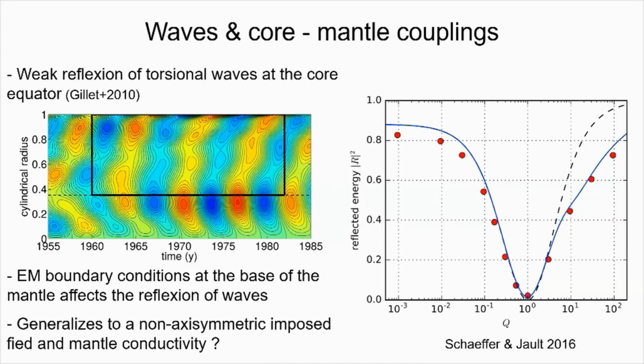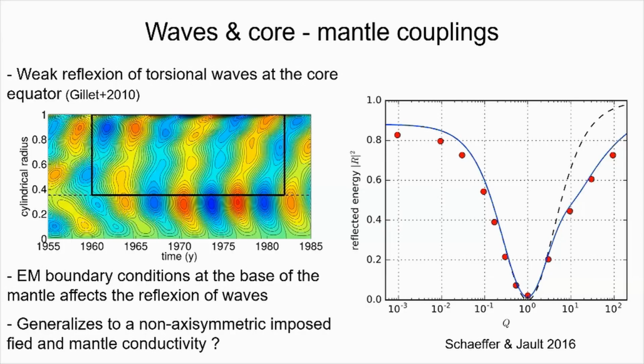So there has actually been only one study that did that, and it was based on the fact that the torsional waves, this is one family of waves we have isolated, are illustrated here on this time-cylindrical radius diagram. You see things that move outward from the inner core towards the core equator, and you see there is very little reflection at the equator of the core. The property of this wave is such that the reflection property is governed in particular by the mantle electrical conductivity. So this is what is displayed here on this plot.